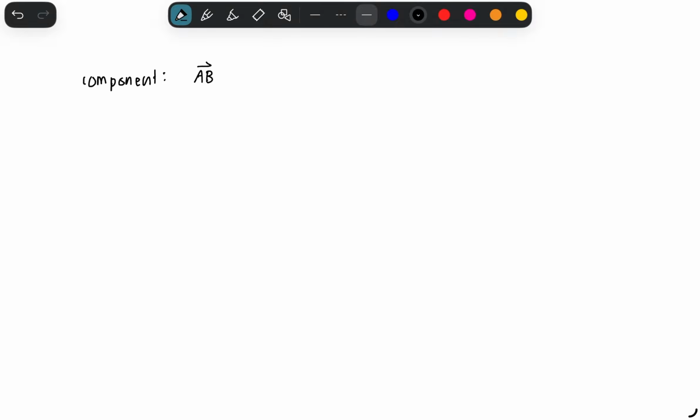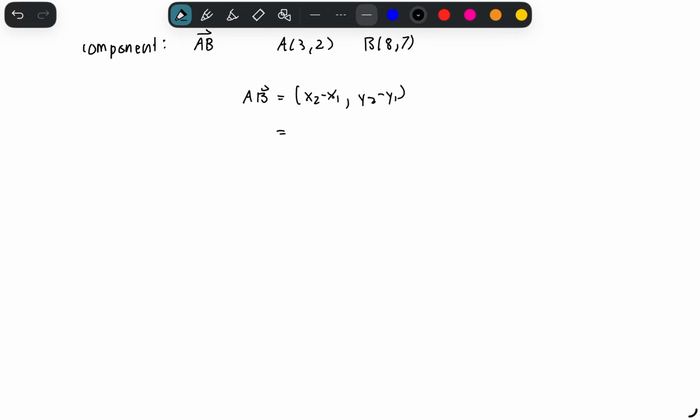In this video, we're going to be subtracting vectors graphically and component-wise. So let's say that we want to find the component form of a vector AB for point A (3, 2) and B (8, 7). So AB would just equal x2 minus x1, y2 minus y1. So we're just substituting in the points, and we get (5, 5). So your answer would be (5, 5).